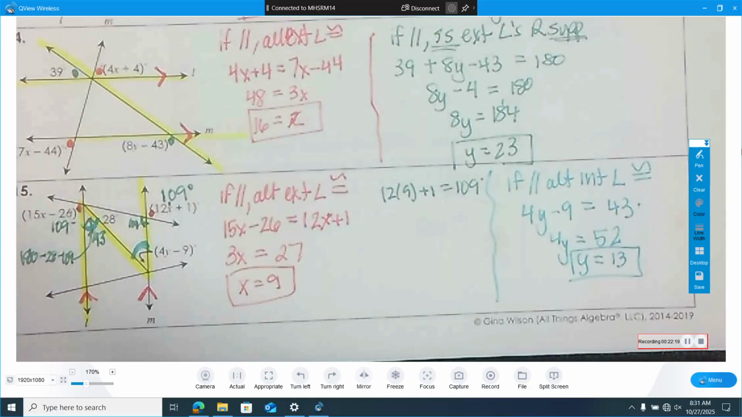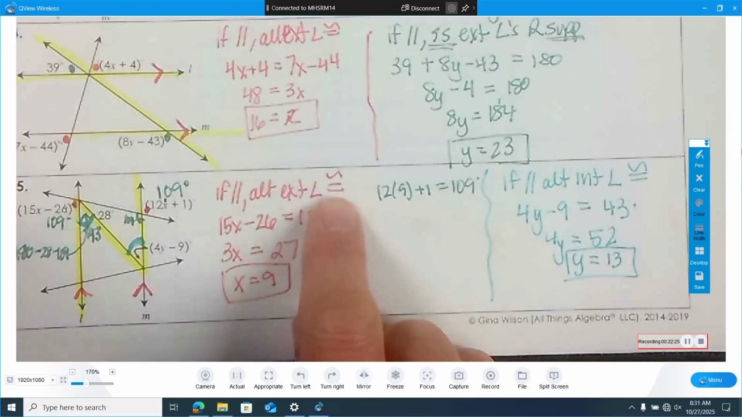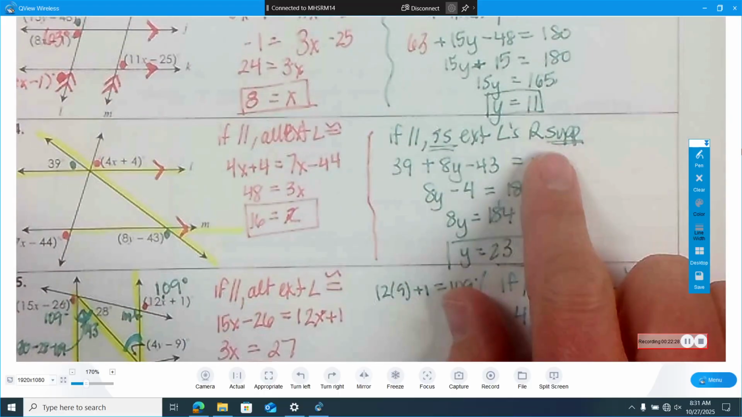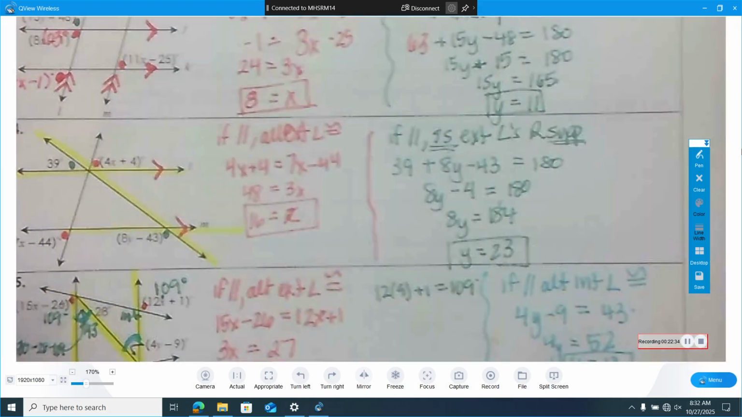Do you have questions for me? All right. Ladies and gentlemen, when you're doing this, please think about what things are congruent and what things are supplementary, okay? Writing out these reasons would be awesome, all right? So keep that in mind.